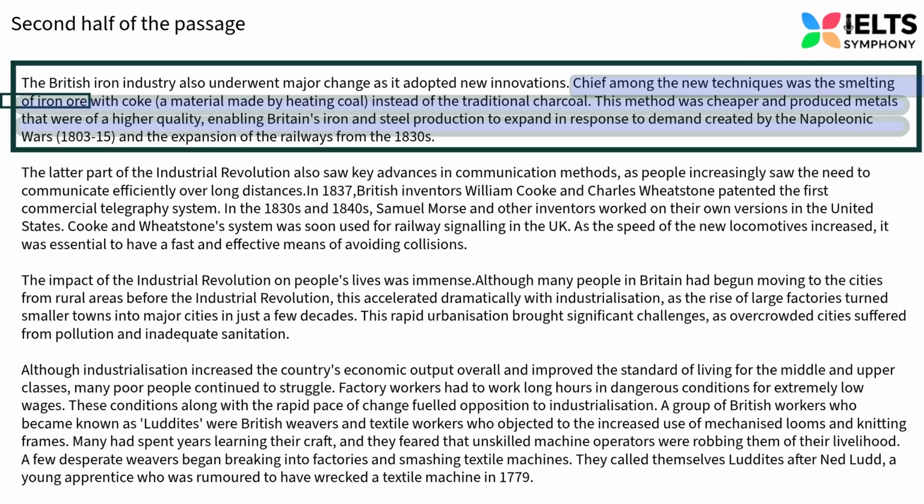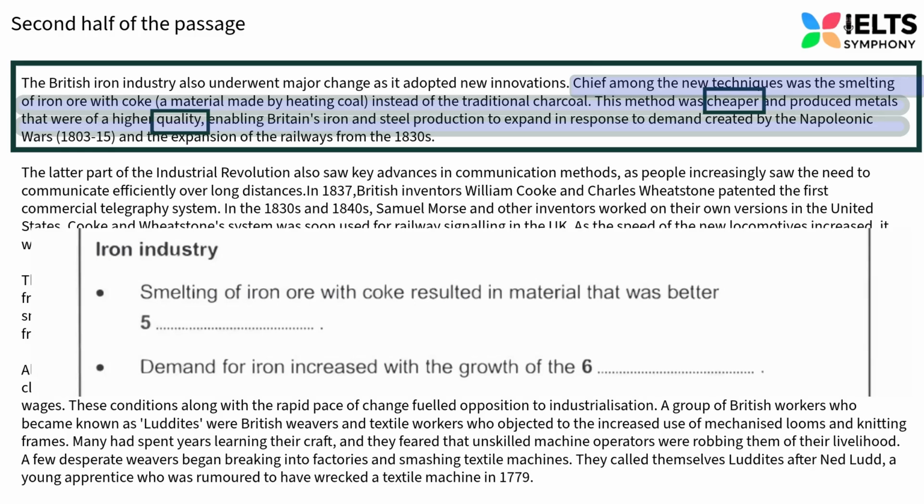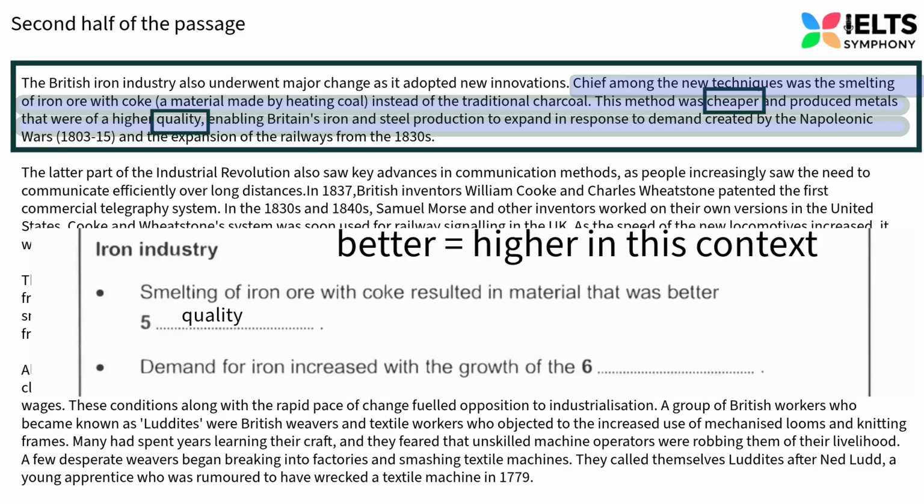Smelting iron ore with coke produced cheaper and higher quality iron. Now we've got two tempting words here, cheap and quality. Let's try plugging in cheap. Better cheap? That doesn't sound right. Better cheap isn't a natural collocation. It's awkward and ungrammatical. So, cheap is out. What about quality? Better quality. Now, that sounds perfect. It's a common and natural phrase in English. Also, quality is a noun, and that's what the question requires.